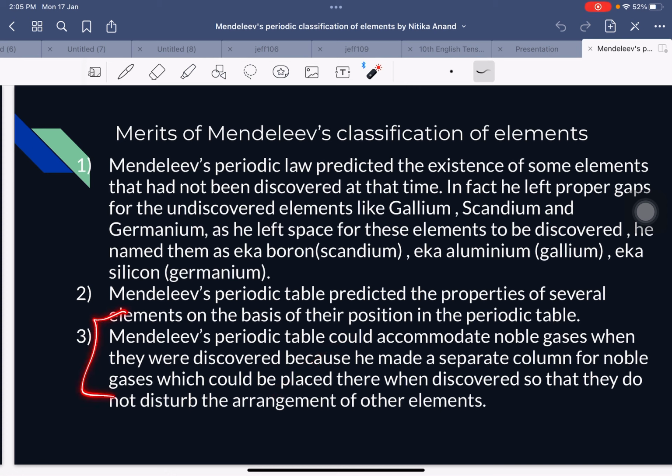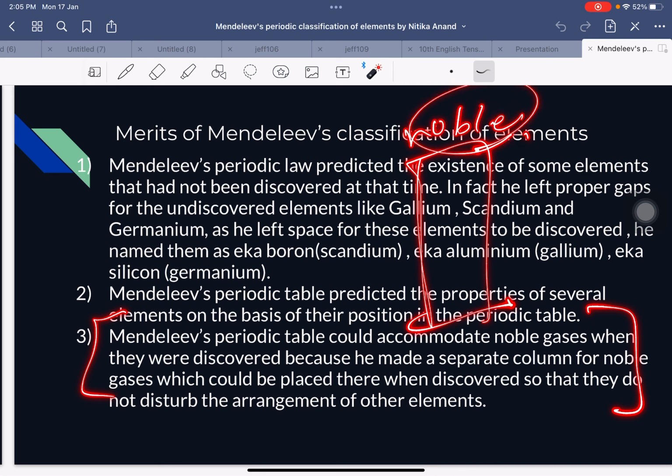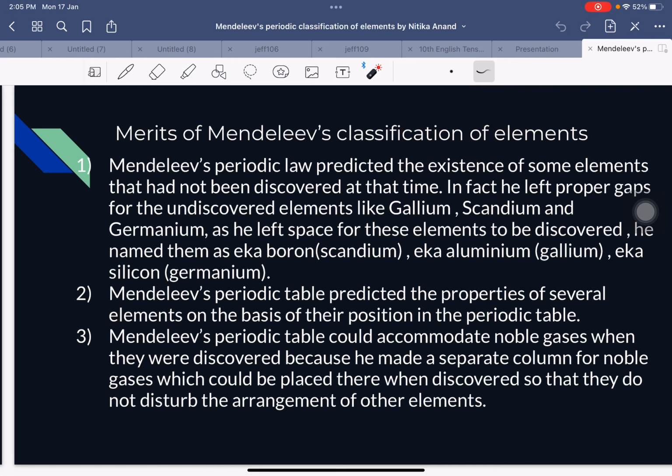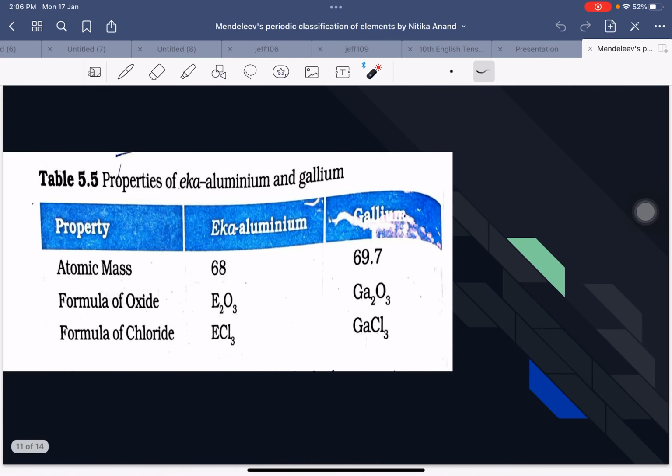Also, Mendeleev left a separate column for the noble gases, because he knew that after some time noble gases would be discovered, and if he did not create any space for them, it would disturb the order of the periodic table. So he created a separate column for the noble gases like argon, neon, helium, etc.